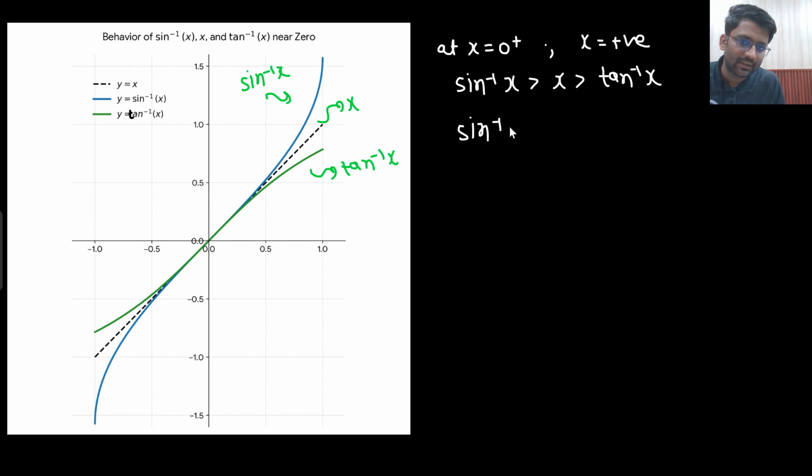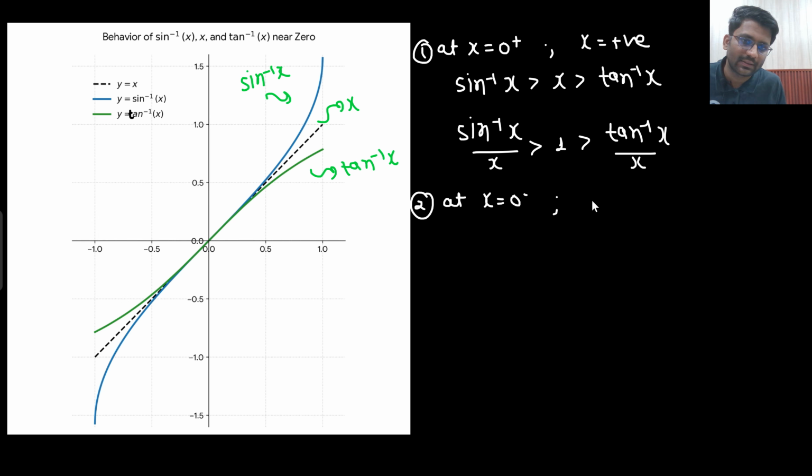So what I will be getting is that sin inverse x is greater than x, and tan inverse x is less than x. This was the first case, this is the second case. If I check at 0 minus, that means x is negative. So what I can sense is that tan inverse x is giving me a larger value, right?